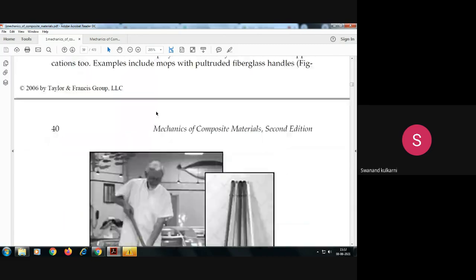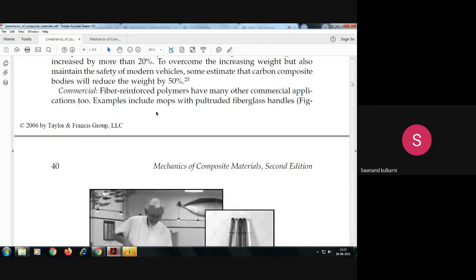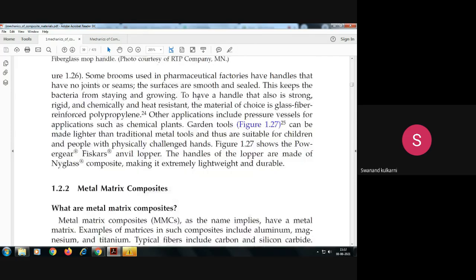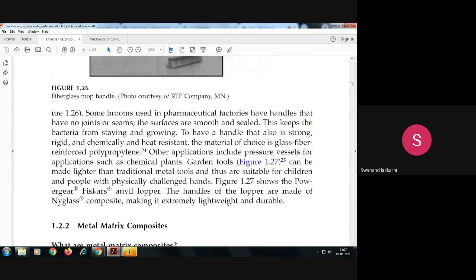Then in case of commercial applications, fiber reinforced polymers have many commercial applications. Okay. So what are the different applications we have? What are the different fields we have seen up till now? Aircraft, that is one of the fields, aerospace industries, then space industries, then sporting, then marine, medical, and automotive. So these 6 examples we have seen. Now the 7th example, that is commercial application.